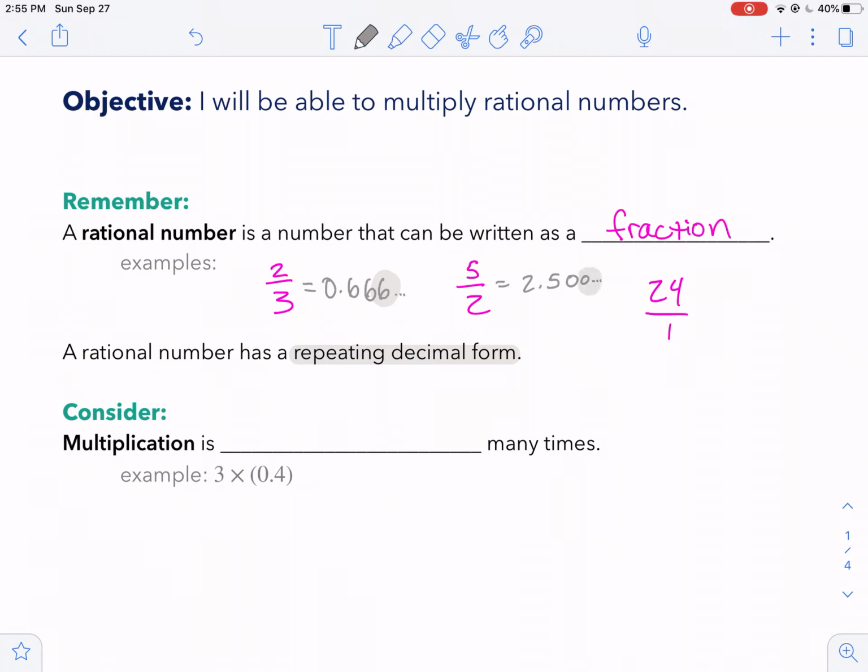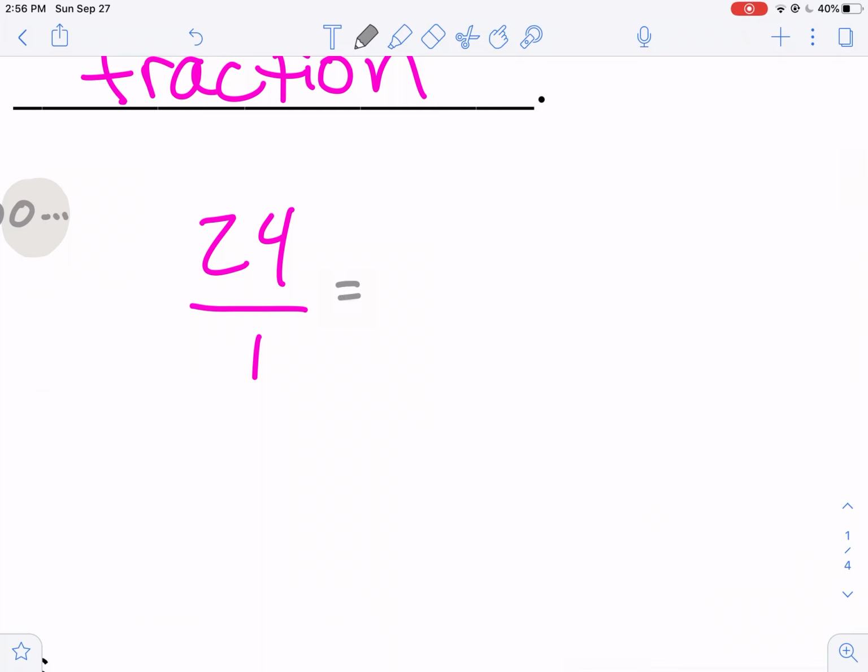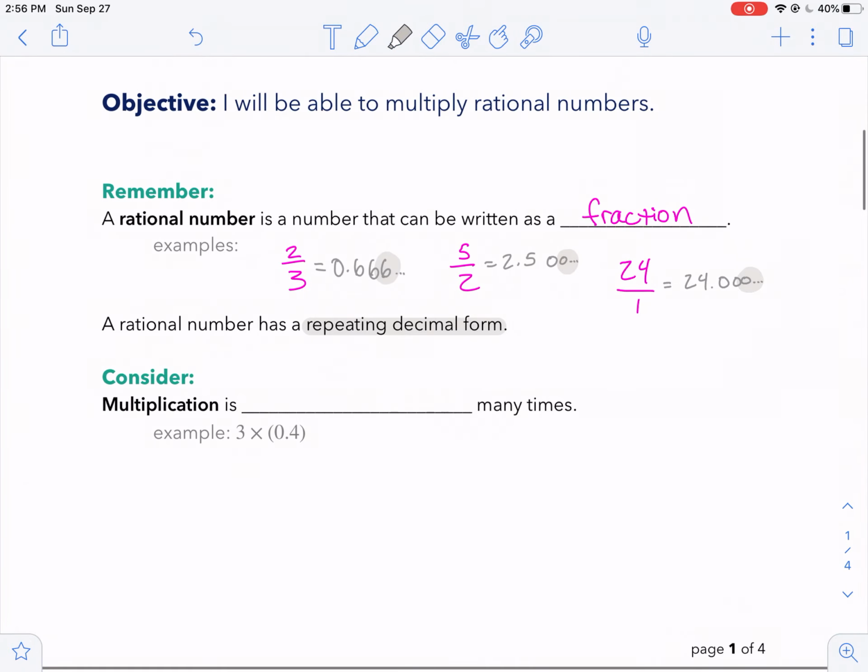Some people might say a terminating decimal, which means it just ends. It's 2.5, and that's it, and that's fine. But technically, it does repeat, so that's what we're going to use. And then 24 is 24.000, and then the 0 repeats. So there you go. Rational numbers can be written as a fraction.